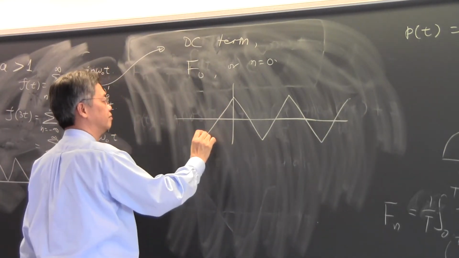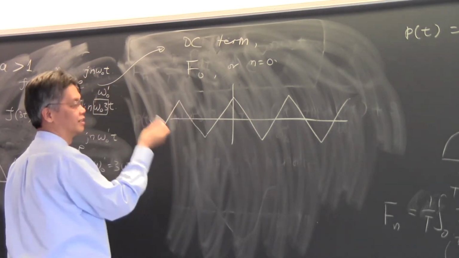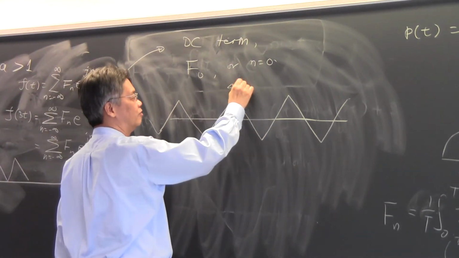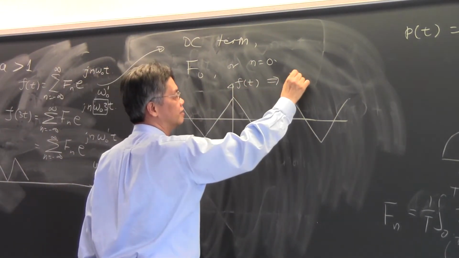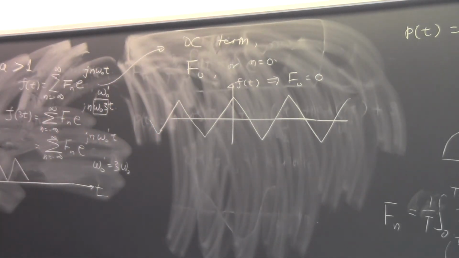Dispense its time to be positive as much time as it's negative. Does this function have a DC term? No. Okay, so if I have a function like this, it implies that f of 0 is equal to 0. So you can just eyeball a function and do a sanity check and check if it should have a DC term.